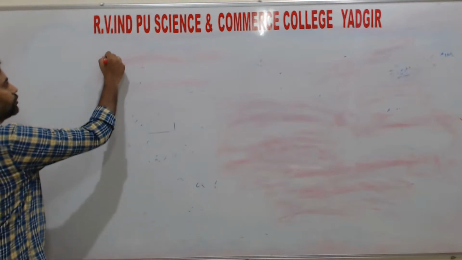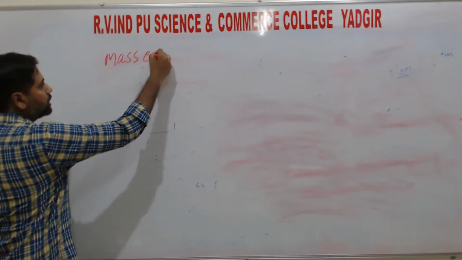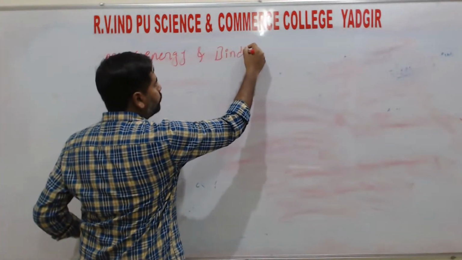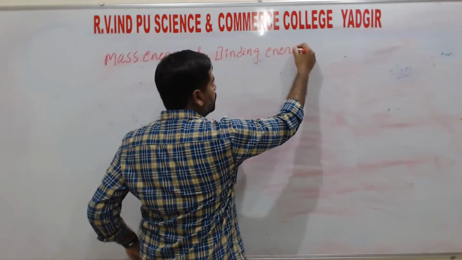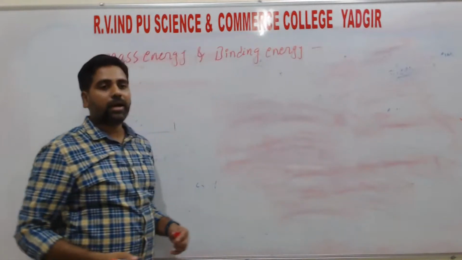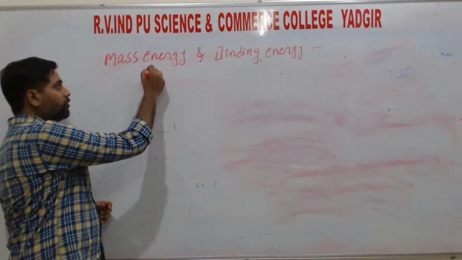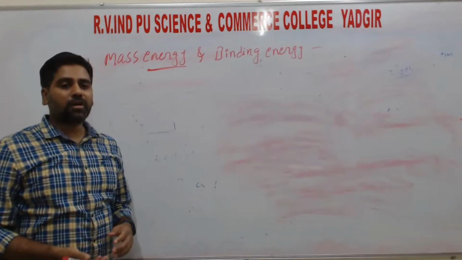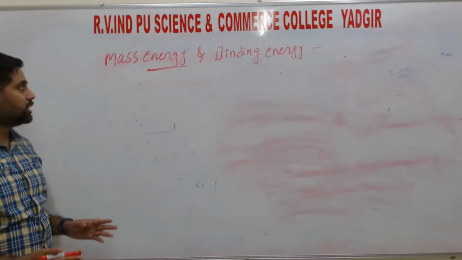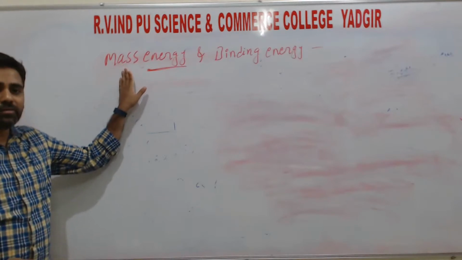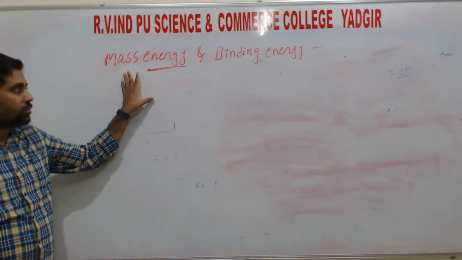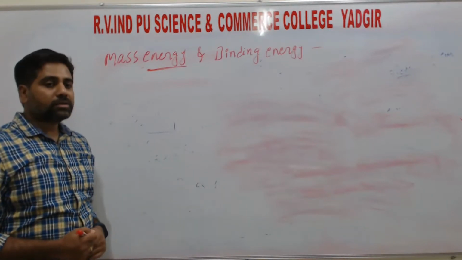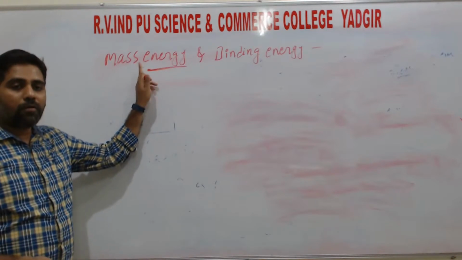The next one is mass energy and binding energy, right? As we already know the different forms of energy, that is kinetic energy, potential energy, light energy, electrical energy. These are all forms of energy. Einstein gave that mass is also a form of energy. So in this chapter, Einstein gives that mass is also one of the forms of energy.